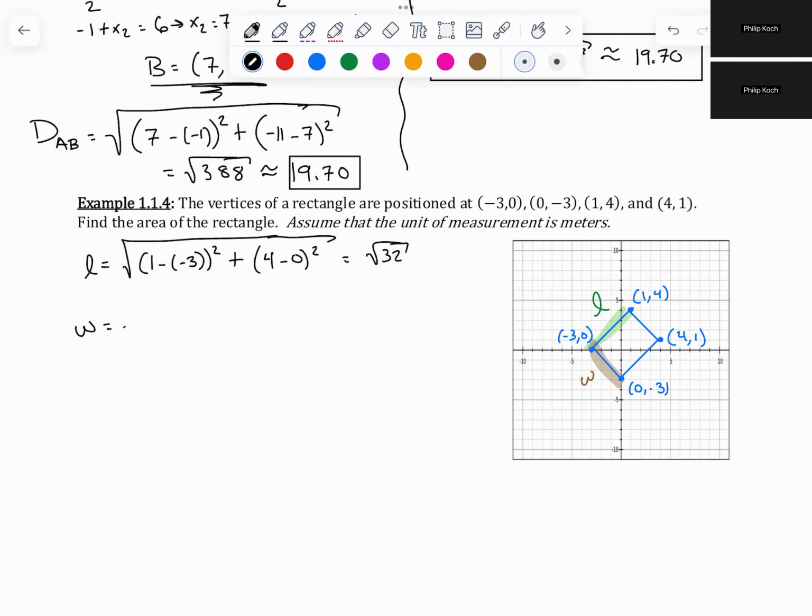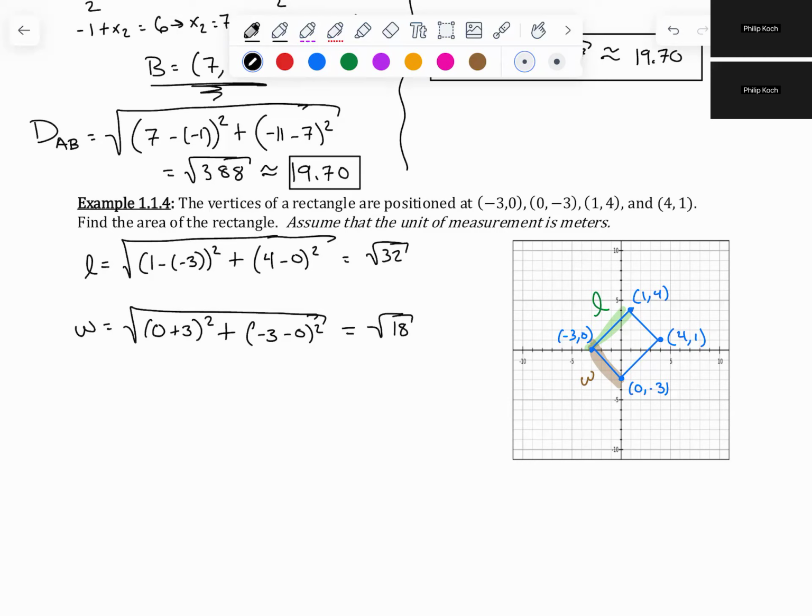W, on the other hand, will be the square root of (0 minus -3), so 0 plus 3 squared, plus (-3 minus 0) squared. That's going to be the square root of 9 plus 9, so that's the square root of 18. So that's the length and the width. The length is square root 32 units. The width is square root 18 units.